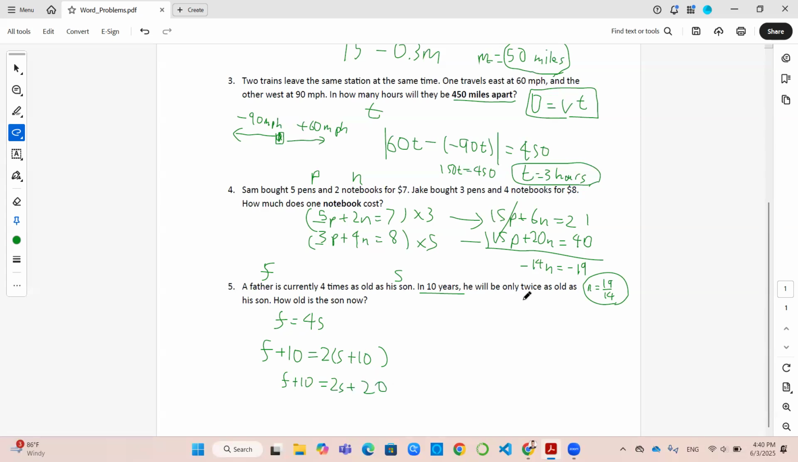And then I want to determine the son's current age, right? So instead of F, I'm going to go ahead and put 4S. So 4S plus 10 is equal to 2S plus 20. 2S is equal to 10. And S is equal to 5. So the son is currently 5 years old right now.